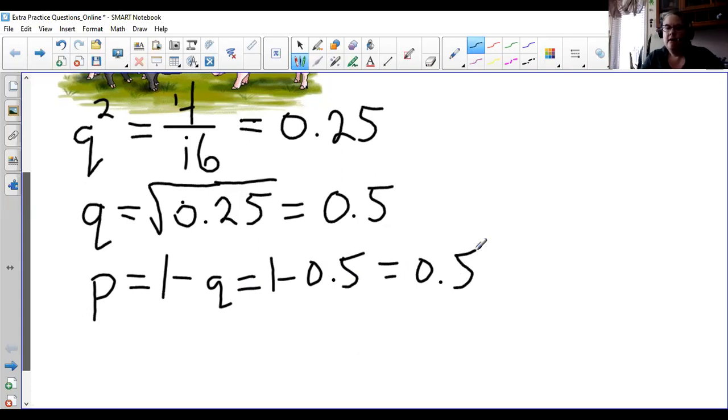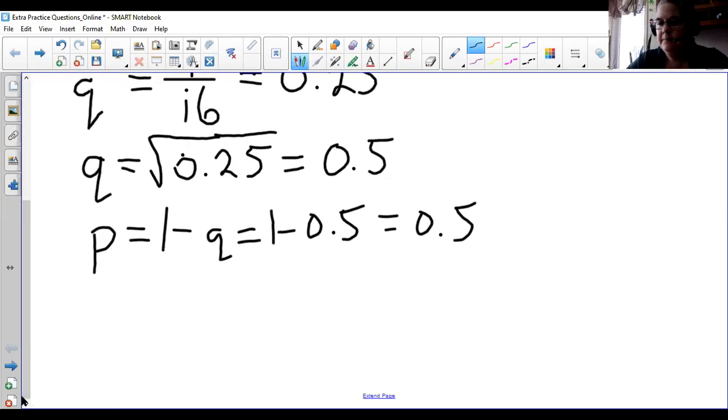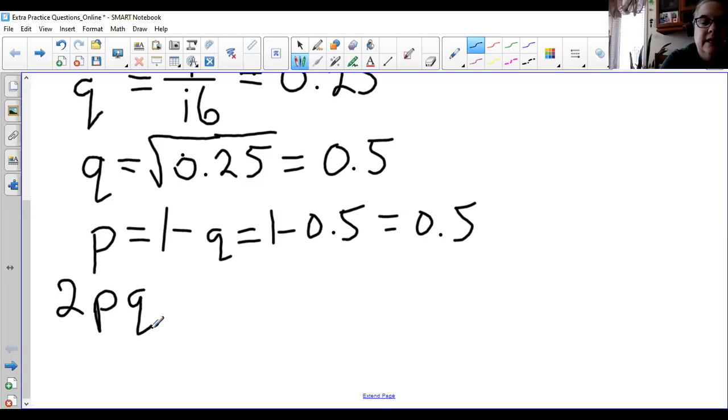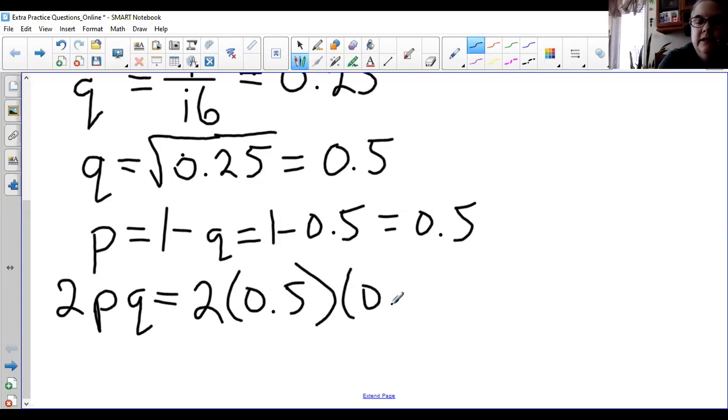Okay. So I have a Q value, I have a P value. So now I'm looking for the frequency of individuals that are heterozygotes, right? That have big A, little a. So I know 12 of my pigs are pink, but I don't know what the frequency is of individuals that are heterozygous, right? So I go like this. I know that my formula for the frequency of heterozygotes is 2 times P times Q. So 2 times 0.5 times 0.5.